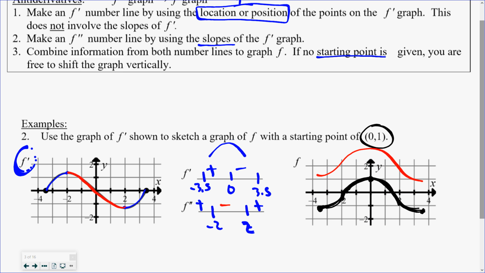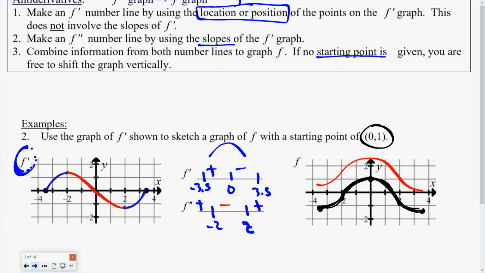What you have to make sure of is that at 0, there's a max. Between negative 2 and 2, it's concave down, and on the outside pieces, it's concave up. So that's what it's talking about. If there's not a starting point, you're free to shift it vertically. It doesn't really matter where the starting point is, as long as you have the max and min at the right x values and the concavity is correct over the intervals.